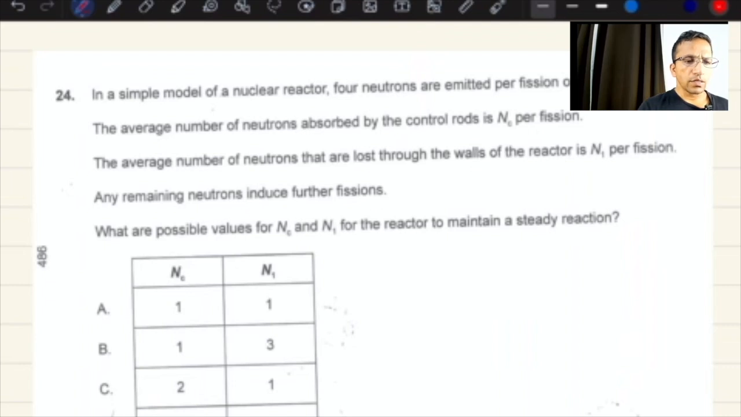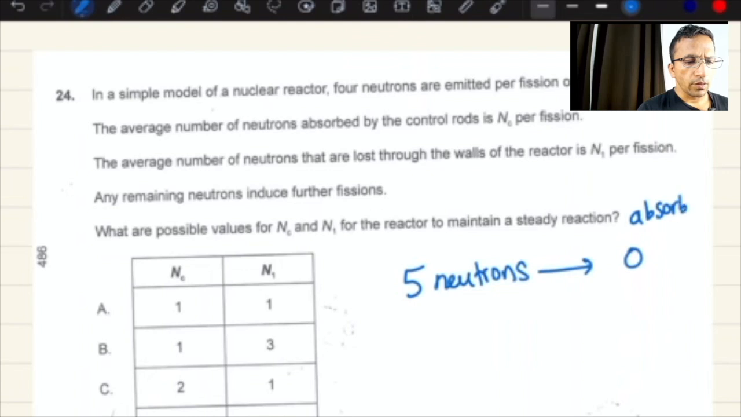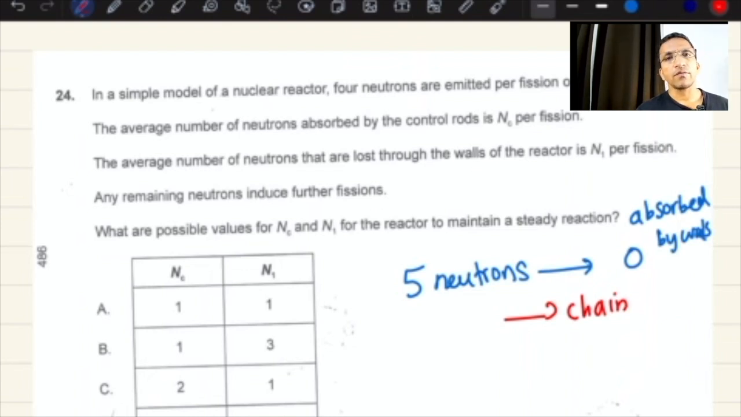Question number 24 is actually an extension of question number 23. Let's think you have an example. This is a random number. If you have 5 neutrons coming out of a reaction and 0 absorbed, by whom? I am not talking about the fuel rod, by walls. What happens? Now this becomes a chain reaction. Why? There are too many neutrons coming out. This 5 will be 25, 25 will turn into 125. This is very dangerous. So chain reaction, we want chain reaction, but in a controlled way.